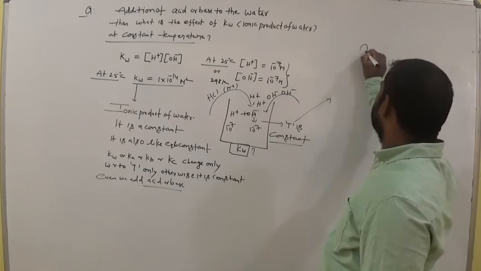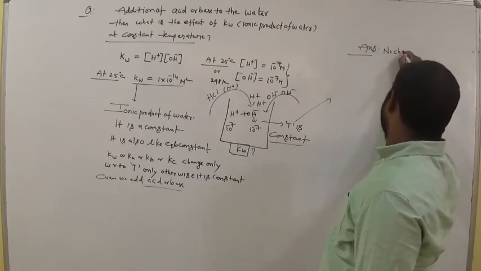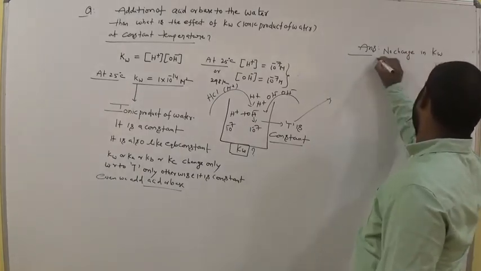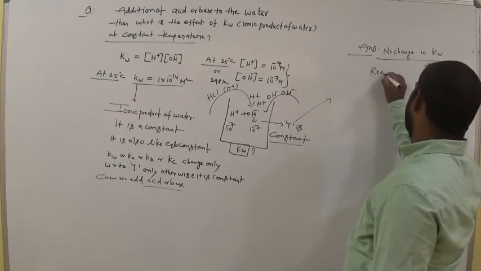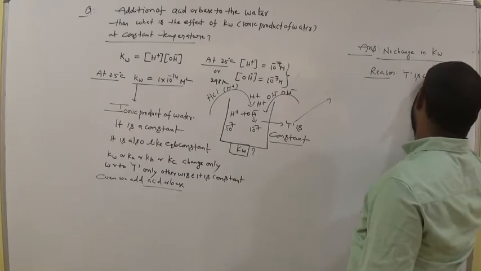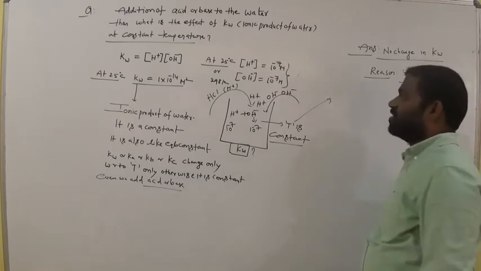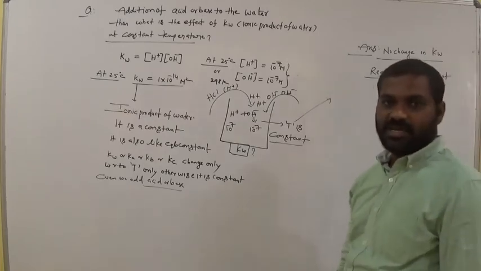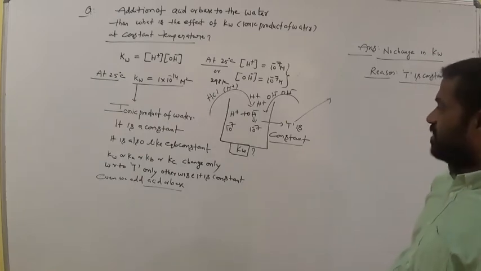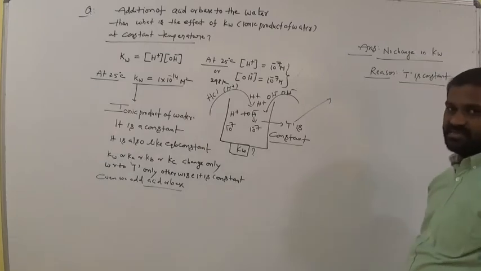So the answer is no change in Kw, because the reason is T is constant. Temperature is constant. That is the answer. Is it clear, all of you? If we increase or decrease the temperature, then the Kw value is also changed. Okay? Is it clear?